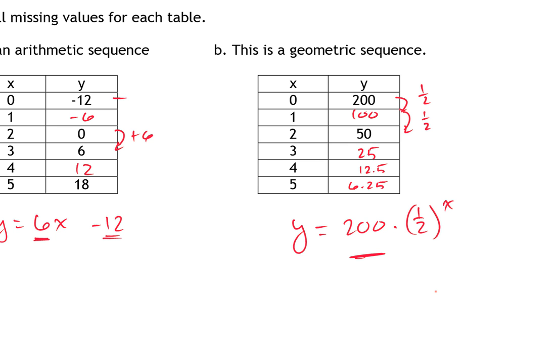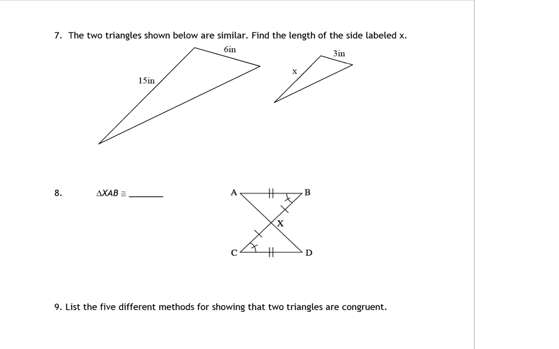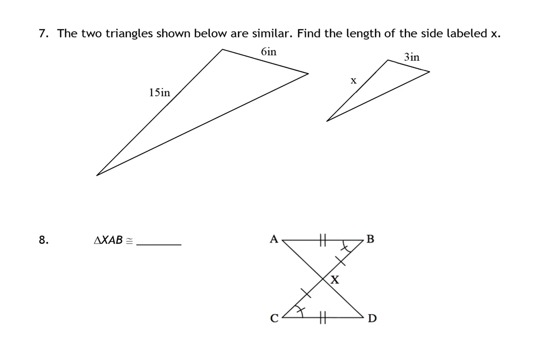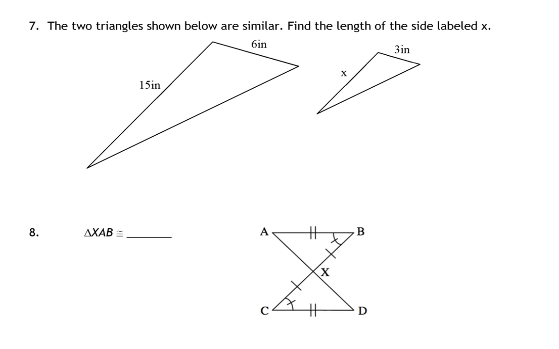All right, let's go on to the next question. Actually, the next page. The 2 triangles shown below are similar to each other. Find the side labeled x. Can anyone give me the ratio that you would write to find x here? Go ahead, Briar.